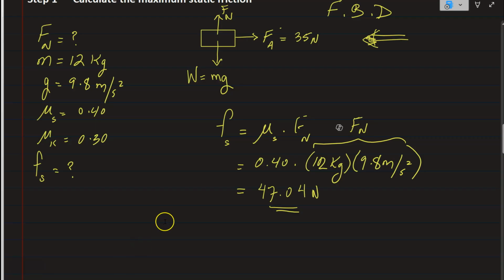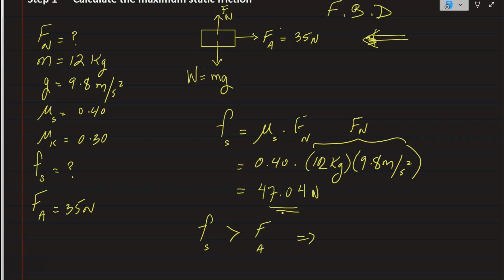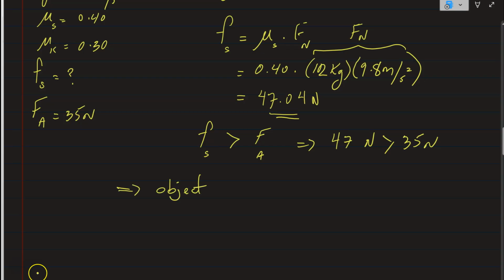All right, now let's look at what is happening. This is the force of static friction, and we have an applied force. I should put in here, applied force was 35 Newton. So the force of static friction in here is greater than the applied force. That means 47 Newton is greater than 35 Newton applied force. Well, if the force of static friction is greater than applied force, the object will not move. So that means the object will not move.